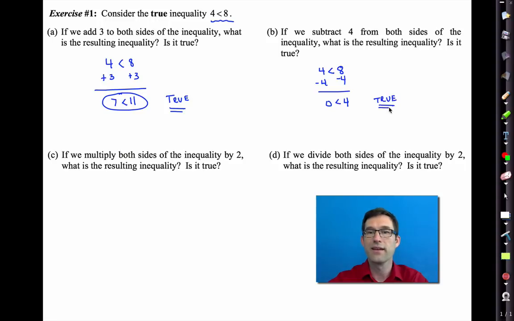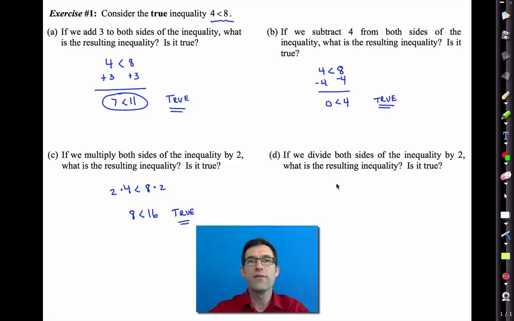Great, I like it. What if we multiply both sides of the inequality by 2? So let's do times 2 over here. Let's do 2 over here. And we'll get 8 is less than 16. Well, that's true. And then it says what happens if we divide both sides by 2? Let's divide both sides by 2, and we get 2 is less than 4. That's also true.